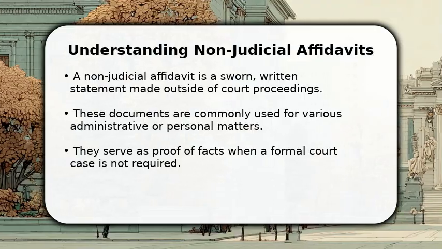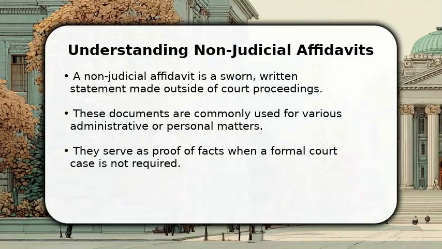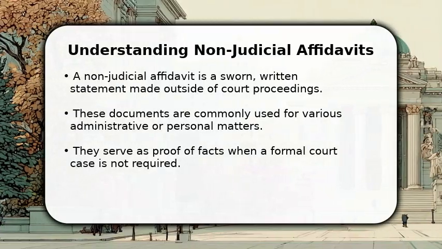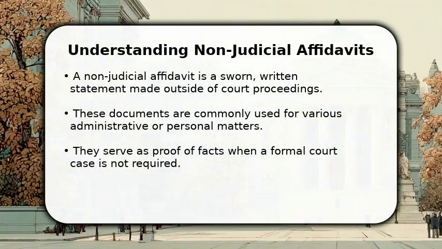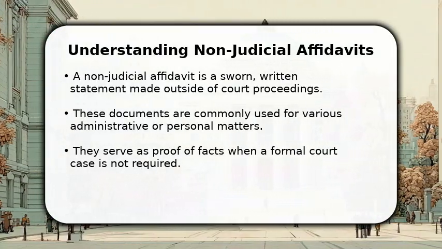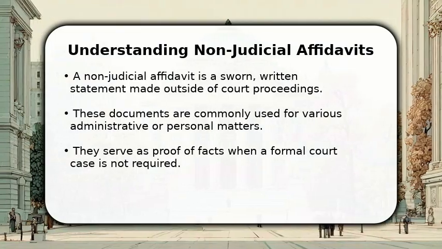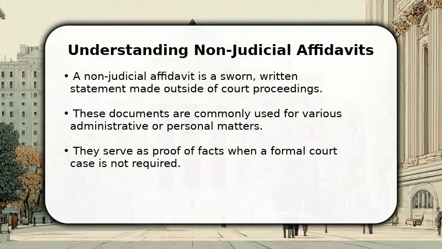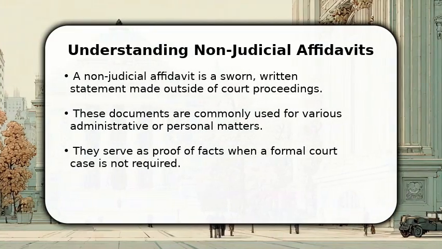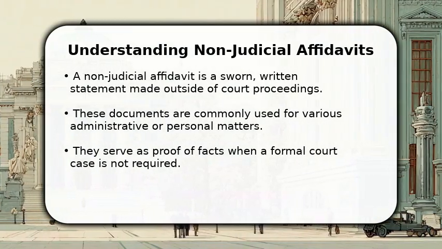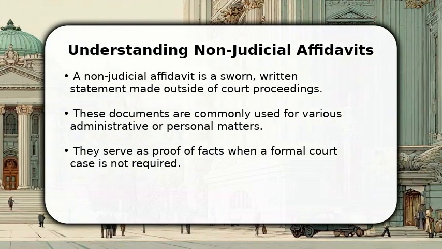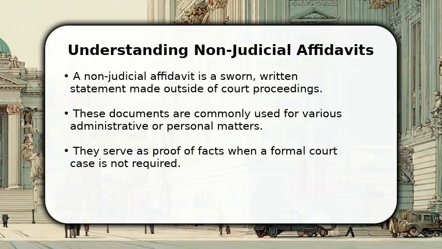In this video, I will explain how to make a non-judicial affidavit. A non-judicial affidavit is essentially a formal, sworn statement of facts that you present outside of a courtroom. People often use these important documents for things like confirming property ownership, stating a change of name, or verifying an address for administrative purposes. They provide a clear and legally recognized way to present information without needing a judge involved. This process ensures your declarations are officially recognized.